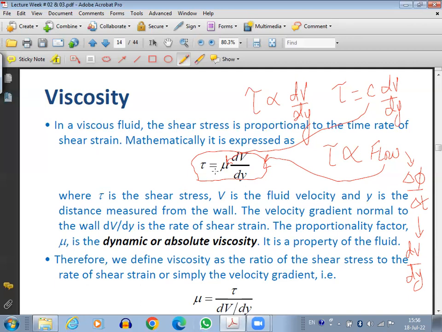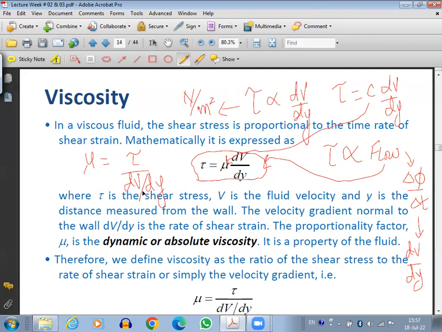So here comes the mathematical concept of viscosity. Viscosity is basically the ratio of shear stress to the velocity gradient of the fluid, right? What's the unit of shear stress? As I told you, stress is similar to pressure. So what's the unit of pressure? Newton per meter square. So the unit here will be Newton per meter square.